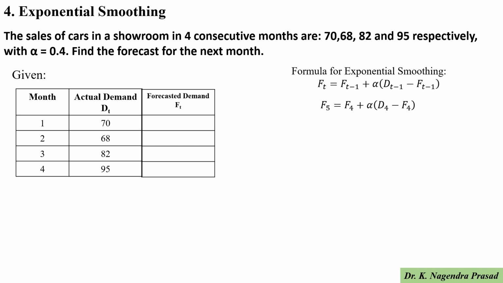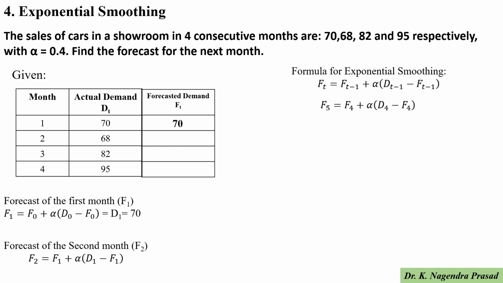We know the forecast value of the first month, F1, is always equal to D1, the actual demand of the first month. Then F1 equal to D1, which is equal to 70. Next we go for F2. F2 equal to F1 plus alpha into (D1 minus F1). F1 is 70, alpha is 0.4 and D1 is also 70. Then F2 equal to 70 plus 0.4 into (70 minus 70), which is 0. Then F2 is also 70.